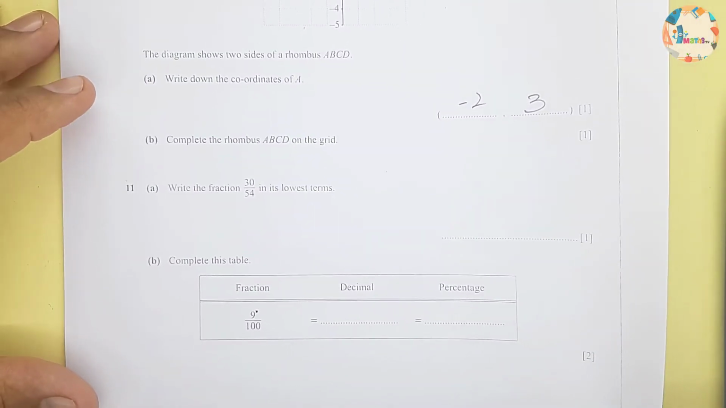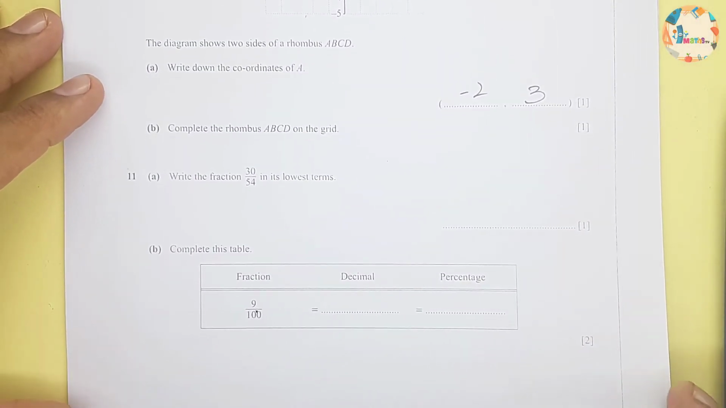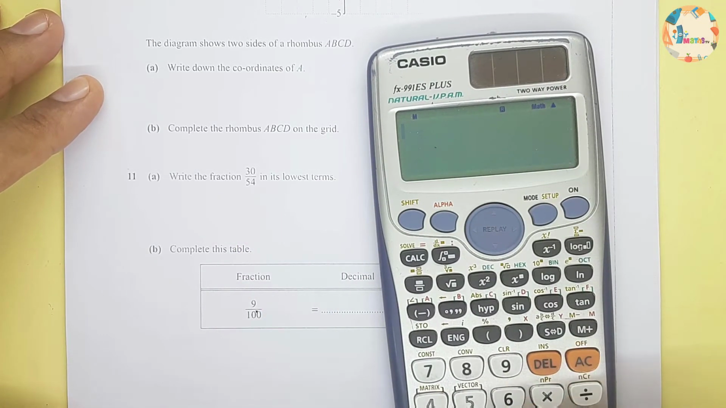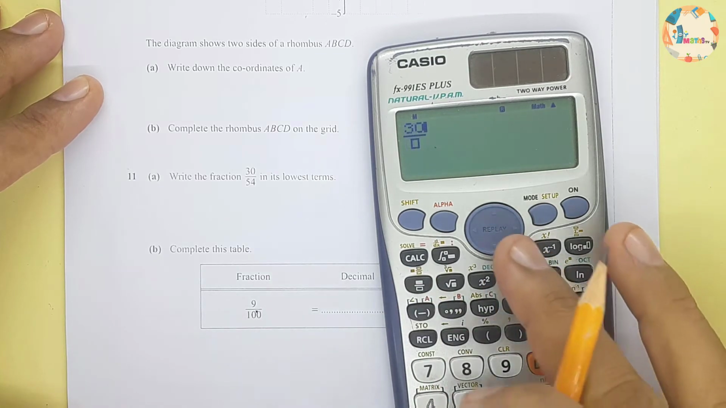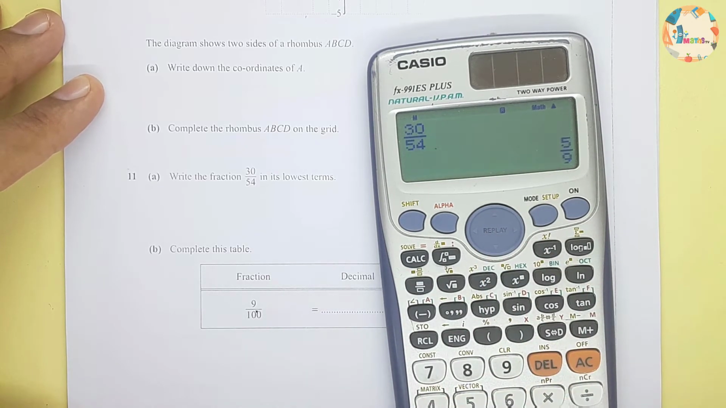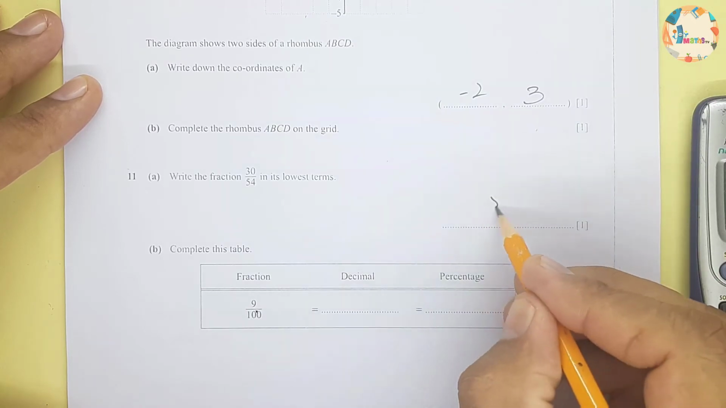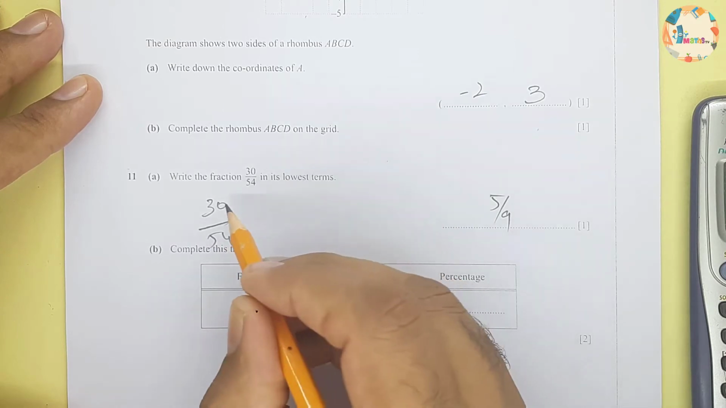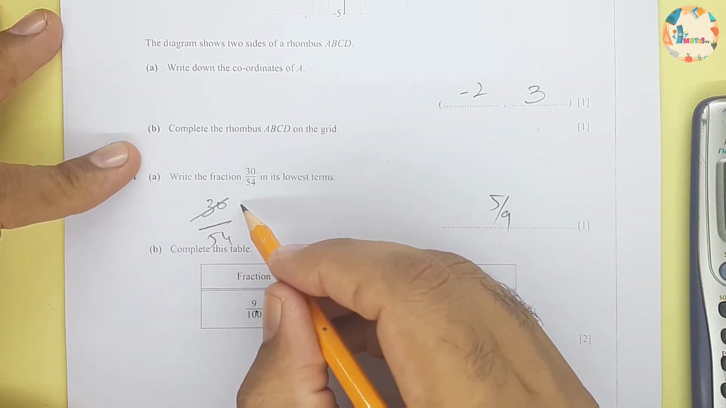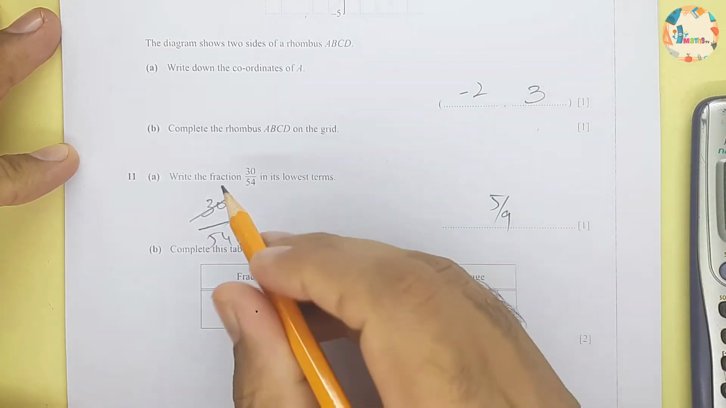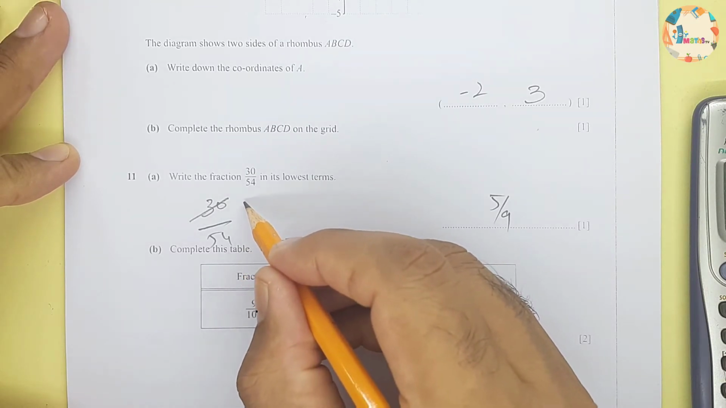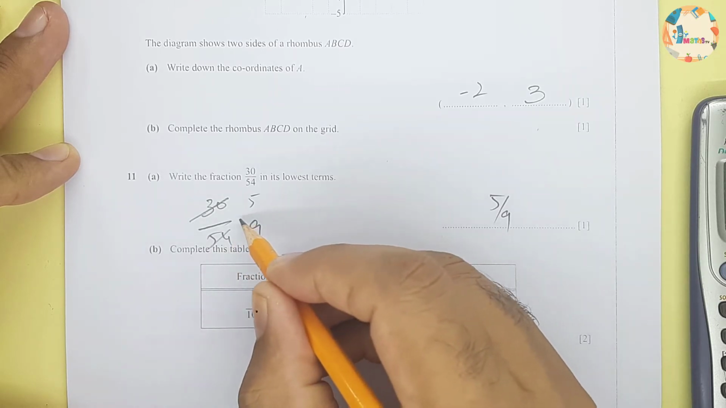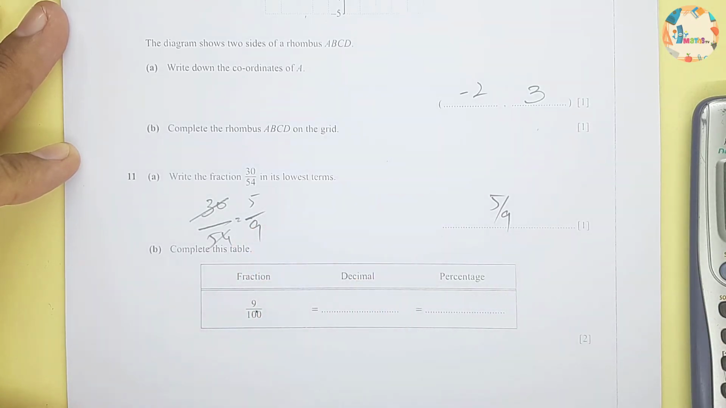Now question number 11. Write the fraction 30 over 54 in its lowest terms. The easiest way is to write down 30 over 54 in fraction form, and the calculator will give you 5 by 9. Or we can cancel 30 by 54, for example by 6: 5 sixes are 30 and 9 sixes are 54. So this will be 5 by 9.